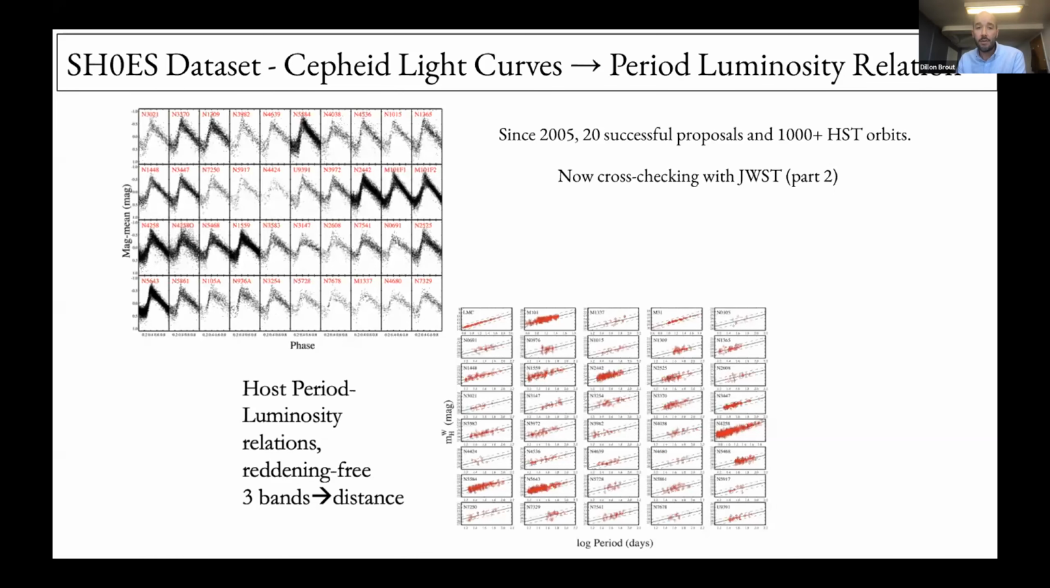So the data set that was acquired since 2005 incorporates 20 successful proposals, over 1,000 HST orbits. It is this set of Cepheid light curves that you can see here, which, when we compare them to their luminosities, can be standardized using the Leavitt law or the period luminosity relation, which allows us to get relative distances to the Cepheids, which themselves, for the most nearby galaxies, have been calibrated to the geometric distances. Adam is going to go into a bit more detail, especially with cross checks on this method with the JWST.